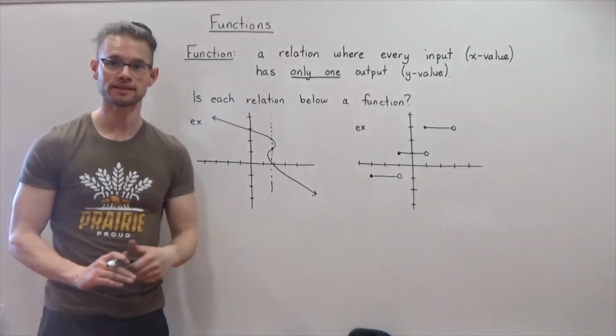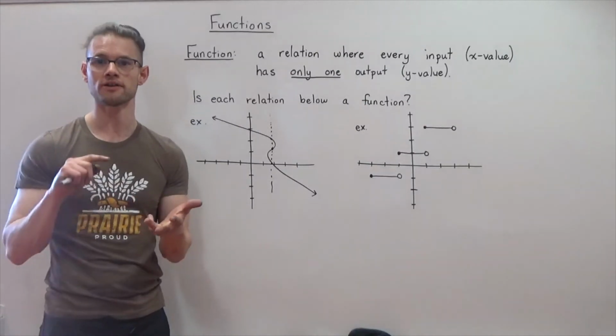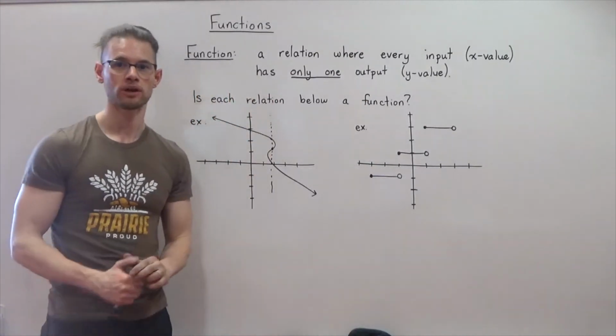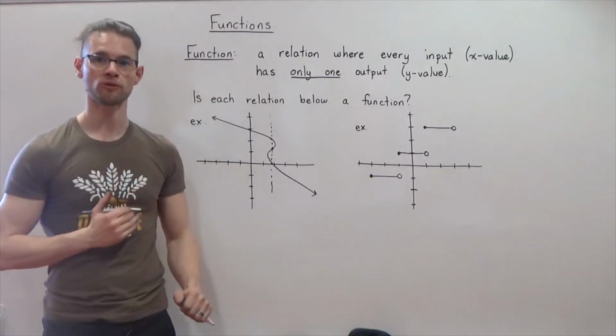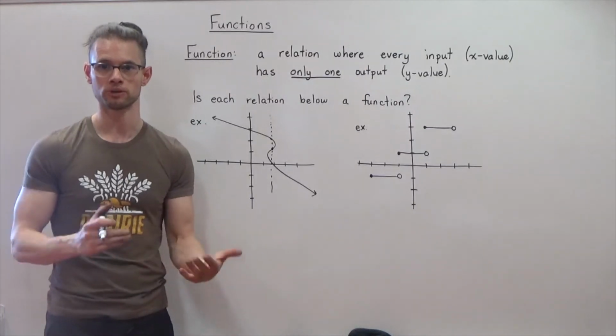So I hope this lesson has helped you to understand how to identify functions from tables, arrow diagrams, ordered pairs, and graphs, and that you have an understanding of how just running a vertical line over a graph could be a helpful tool to use as you're identifying whether relations are functions.